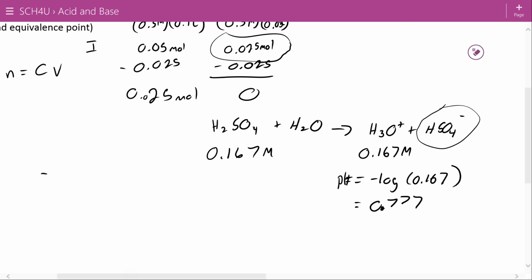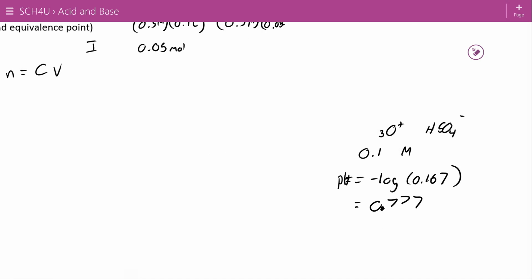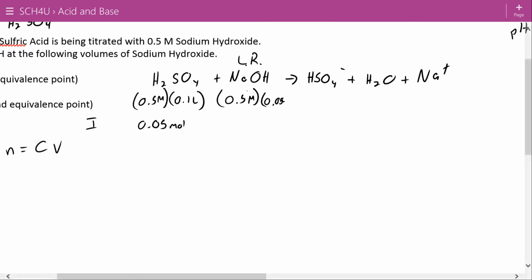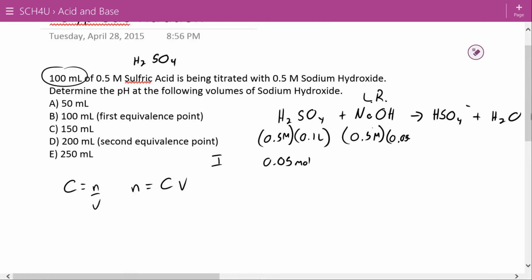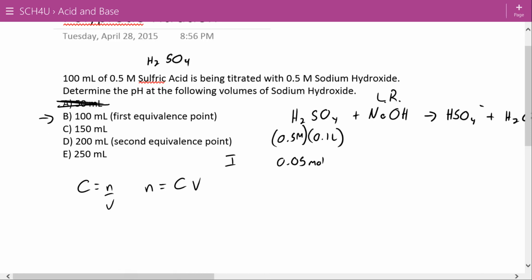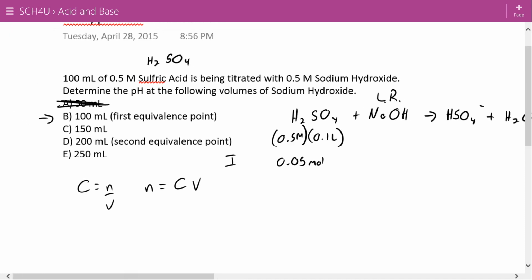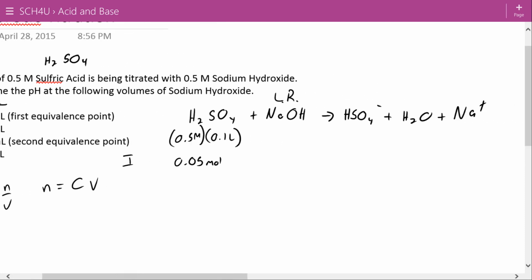So, just erasing all this stuff and going back to right here, I am going to stop talking about A, because I've done that one now, and I'm going to talk about B. So now we're on this one. I haven't changed the amount of sulfuric acid or the concentration of sulfuric acid, so I'm still dealing with 0.05 moles of that, but now I have 100 milliliters of my sodium hydroxide. So I have a concentration of 0.5 molarity and a volume of 0.1 liters.